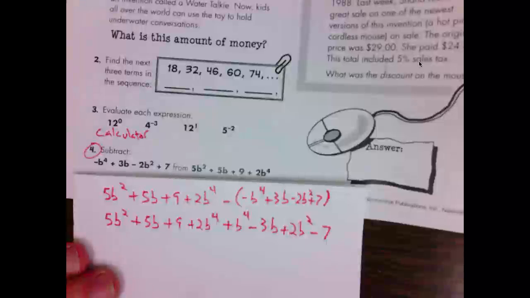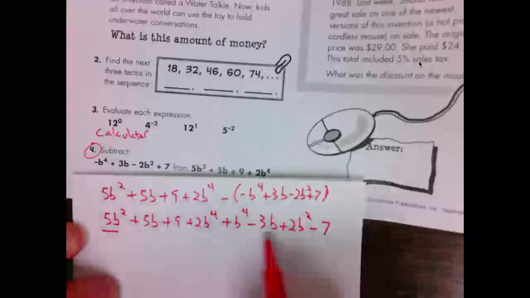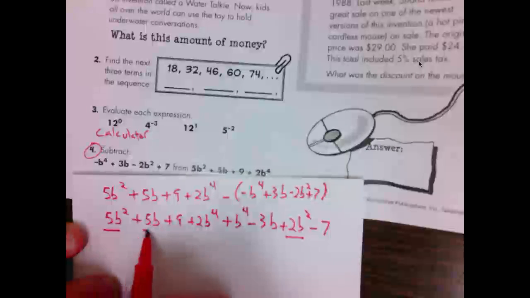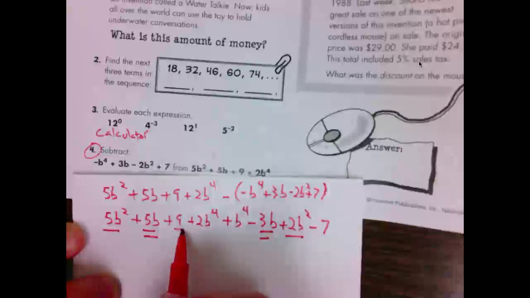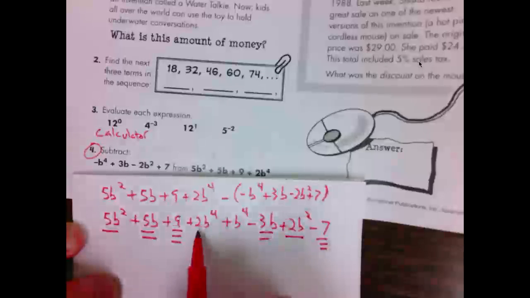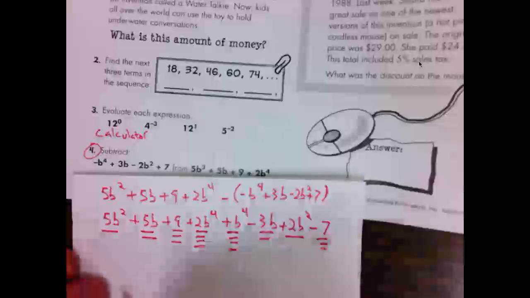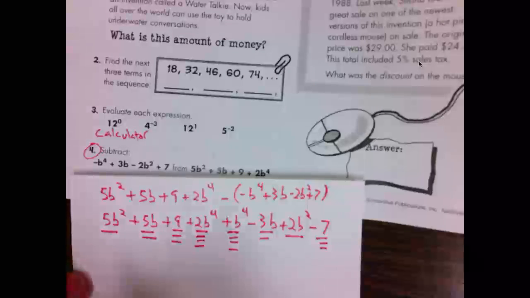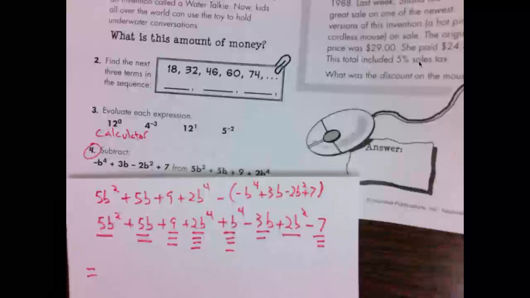Now it becomes a combine like terms process. Well, b squared is like b squared. B is like b. The constant 9 is like the constant 7. And b to the 4th power is like b to the 4th power. See if you can combine those like terms and you'll arrive at a polynomial that should have 4 terms. All right.